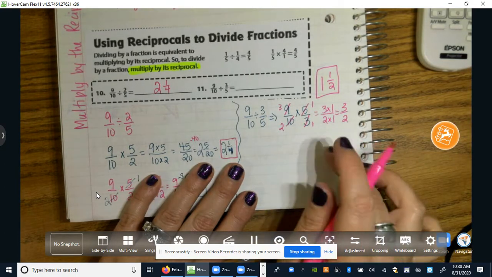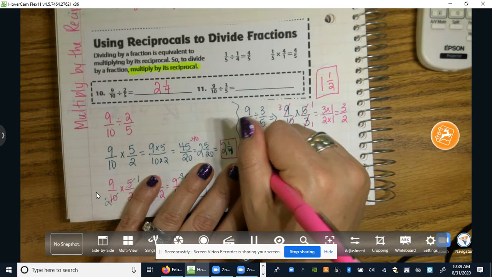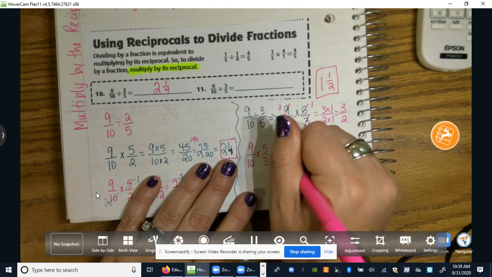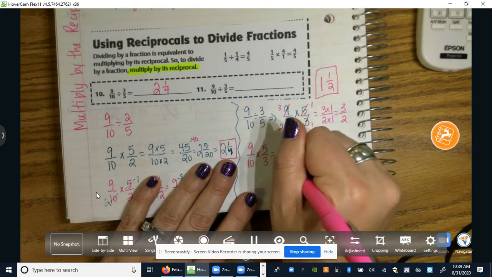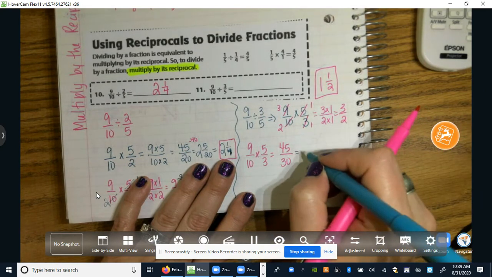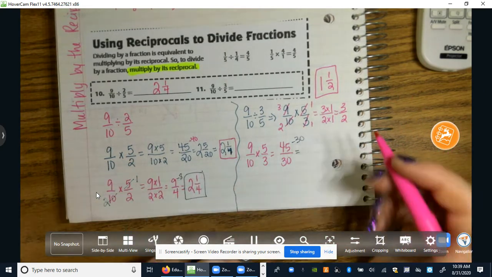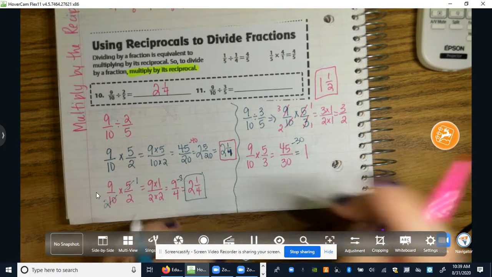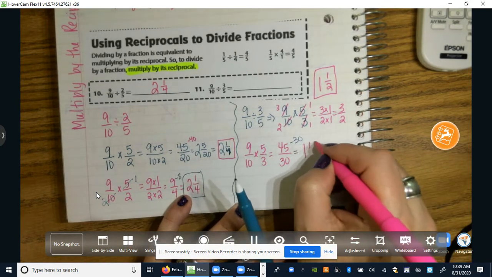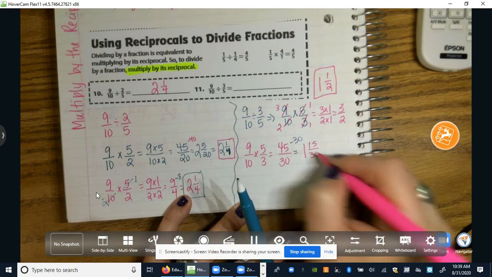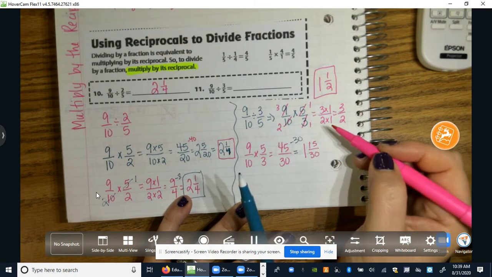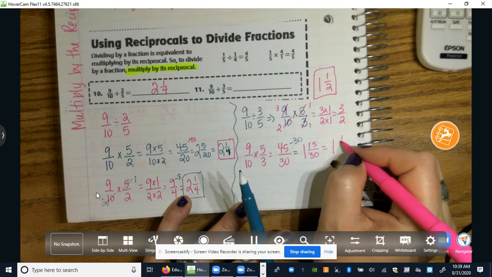Now, if I multiplied before I simplified, same thing happens, setting it up the same way, and I get 45 over 30. Okay, how many times can 30 go into 45? Well, 1 time gives me 30. 45 minus 30 gives me 15. And I'm left with 30 as my denominator. So 1 and 15 over 30. Well, if you know half of 30 is 15, this reduces to 1 and 1/2.